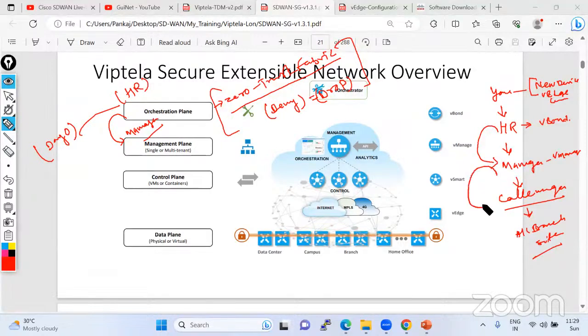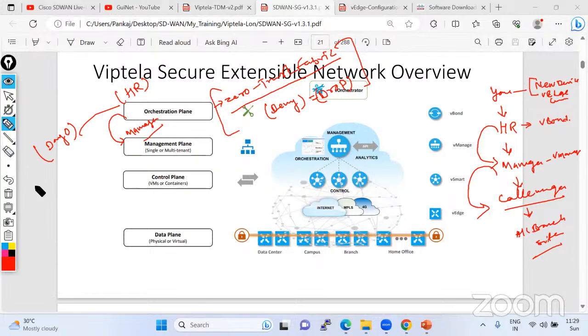vManage, further going to, or by the help of the vSmart. I'm saying this is the high level, so you just understand, but in the low level I'll explain how things actually work in reality. But in the high level you understand how things are going to happen. And then your colleagues are going to be in the branch sites.